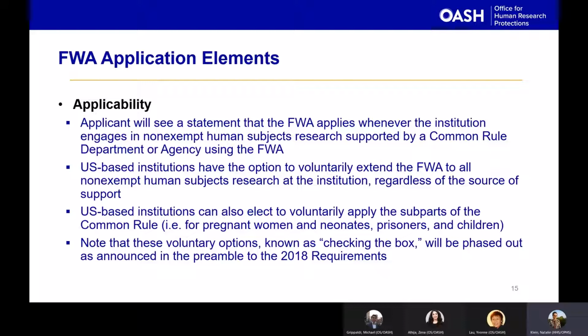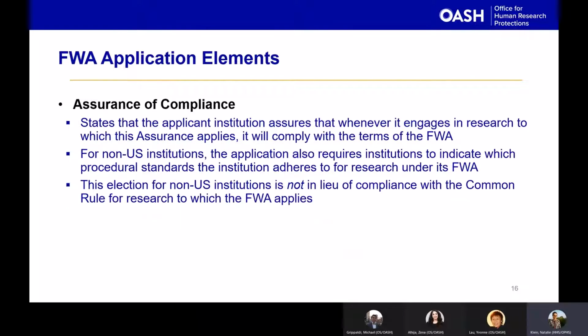This next section, Assurance of Compliance, is a statement of the institution's intent to comply with the FWA's terms. Non-US institutions are also prompted to indicate the procedural standards that they follow. These procedural standards are not considered equivalent protections and do not replace the non-US institution's requirement to comply with the Common Rule when the FWA applies.